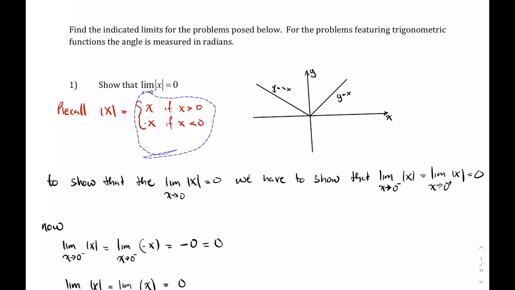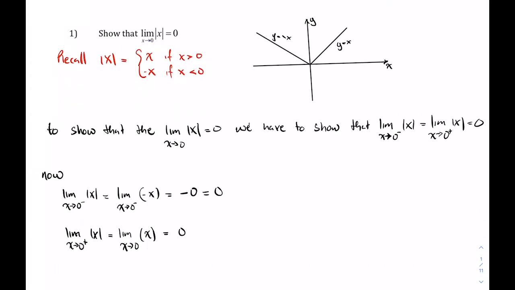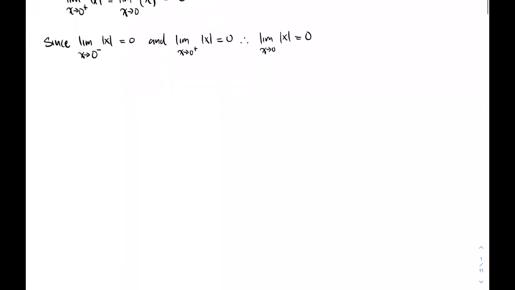So I will put a concluding statement to say, since the limit as x approaches 0 from the left of the modulus of x is equal to 0, and the limit as x approaches 0 from the right of the modulus of x is also equal to 0, therefore the limit as x approaches 0 of the modulus of x is equal to 0. Okay, let's move to our next question.